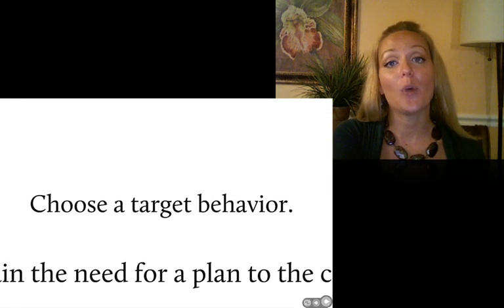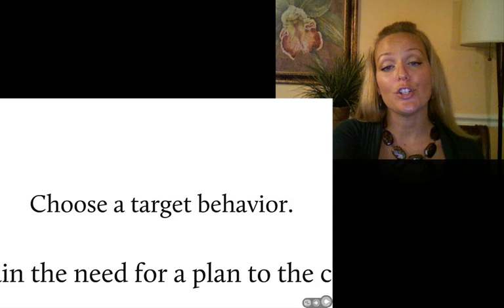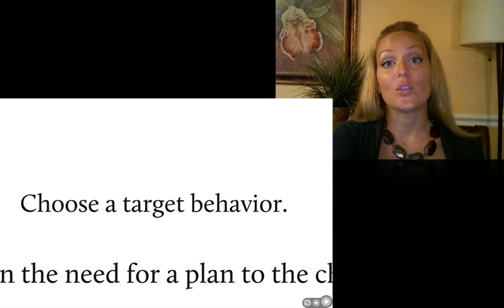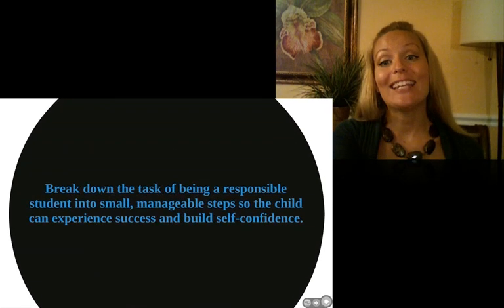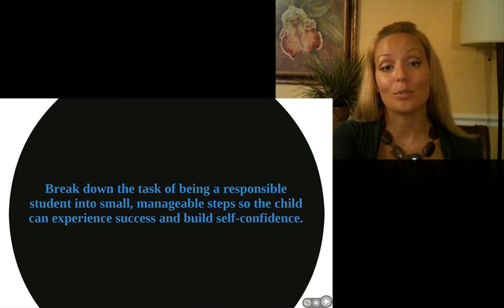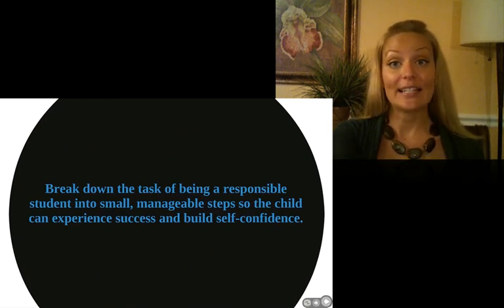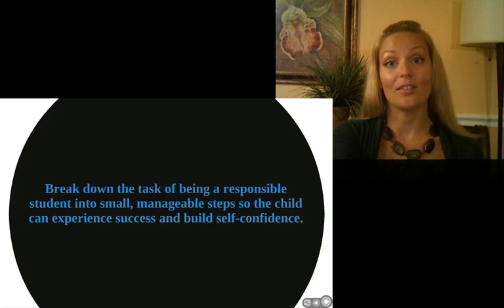Here are some tips to help you do that. The first thing you want to do is choose a target behavior. So you want to pick one main behavior that's the most disruptive, or one set of related behaviors, and really target that. You want to be as specific as possible, because what you're really doing here is breaking down the task of being a responsible student into small, manageable steps, so the child can experience success and build self-confidence.